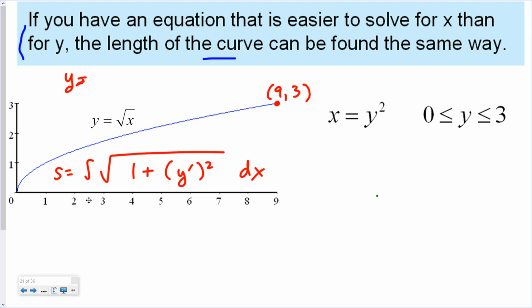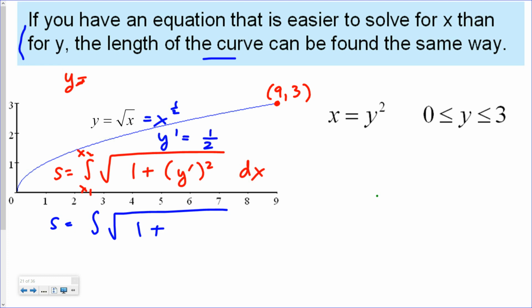Okay, and did I get the formula right? There's an antiderivative, there's a derivative, there's a square root, there's a square. There's 4 operations. I got them all in. So this is going to be equal to 1 plus, guys, what's the derivative of y? This is really x to the 1/2, right? So what's the derivative of y here? 1/2 x to the negative 1/2. That's equal to 1 over 2 square root of x.